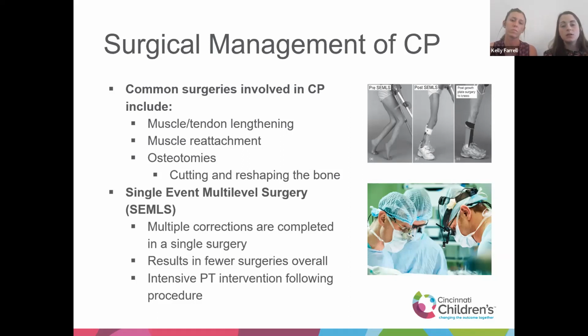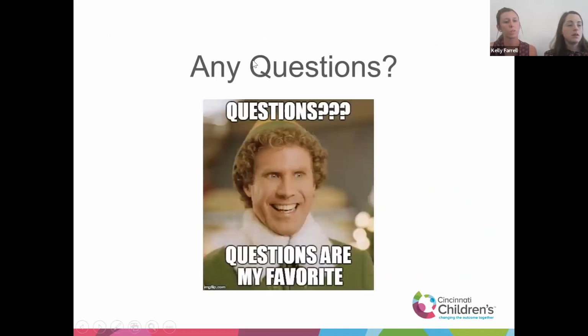So in order to decrease the number of total surgeries overall, they can complete what we call a single event multi-level surgery, which is coined a SEMLS. This is where they make multiple of these corrections to the muscle and bone, all within one single surgery. This results in fewer surgeries overall for the family and the kid. And it is also indicated to have an intensive PT intervention following the procedure in order to strengthen muscles and relearn certain gross motor skills.